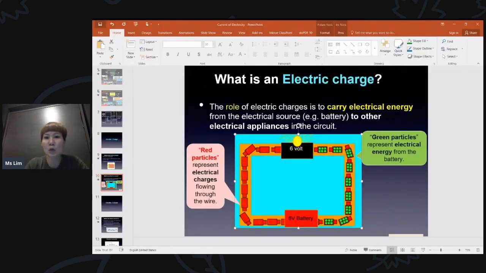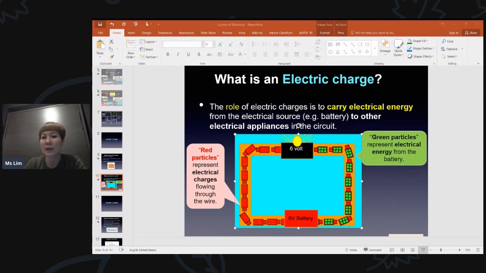Now, just to bring home another point about electric charge. Remember, charges are your delivery people. They are delivering energy from the source to the various parts of the electrical circuit, for example, your aircon, your light bulb, etc. So the role of electric charges is really to carry electrical energy from the source to other parts of the circuit.